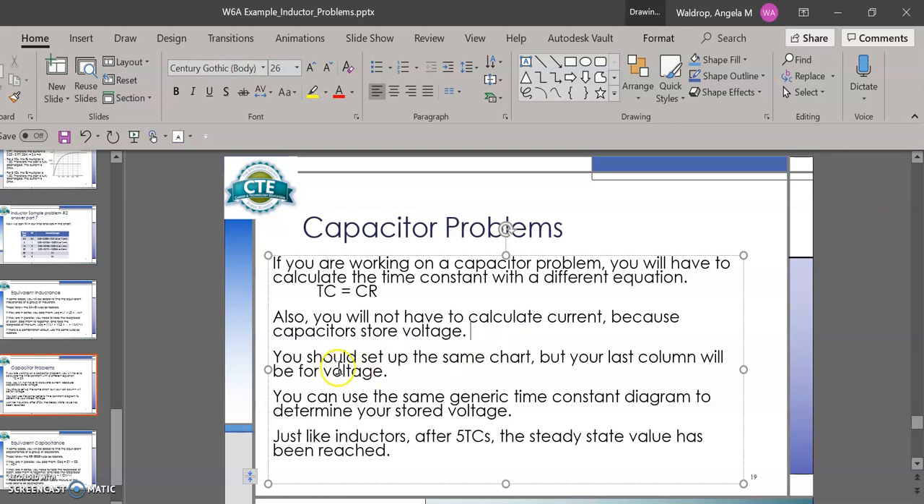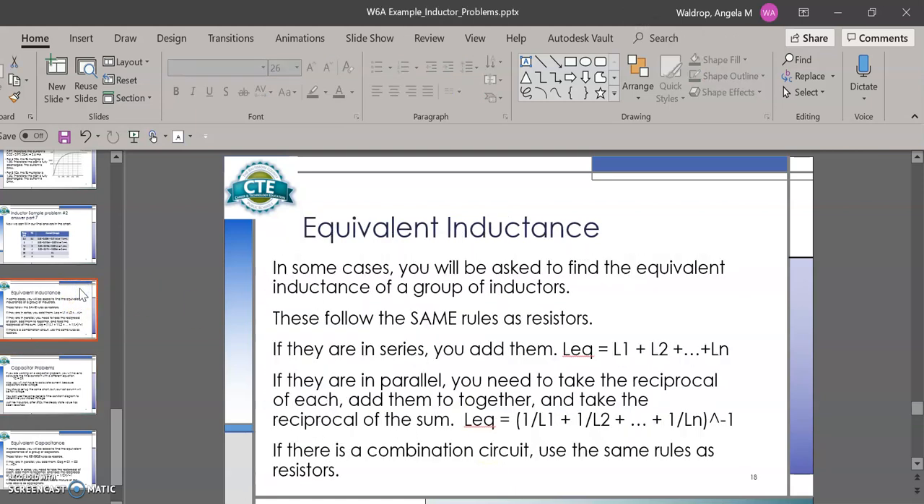We're going to set up the same chart, but the last column is going to be for voltage, not for current. And we can use that same generic diagram that I gave you. I made it so that we can use it for either problem. And just like inductors, after 5 time constants have been reached, we've reached the steady state value and we go to 100%.